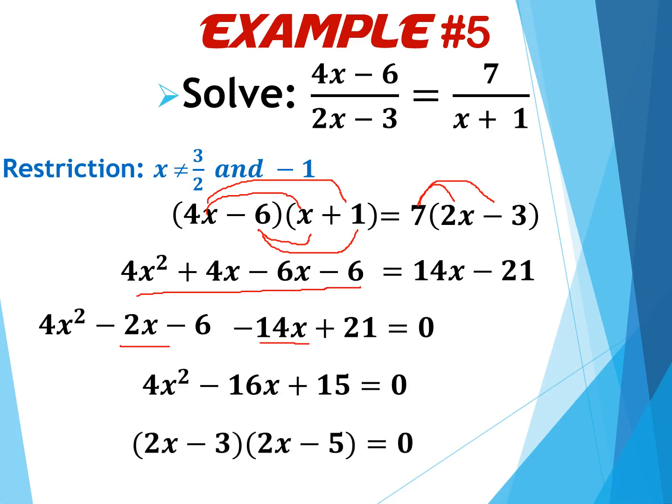And then the factors for this will be 2x minus 3 and 2x minus 5. So if you do the checking, this is negative 6 and this is negative 10, that will give us negative 16x. Okay, and then we equate these two factors to 0.